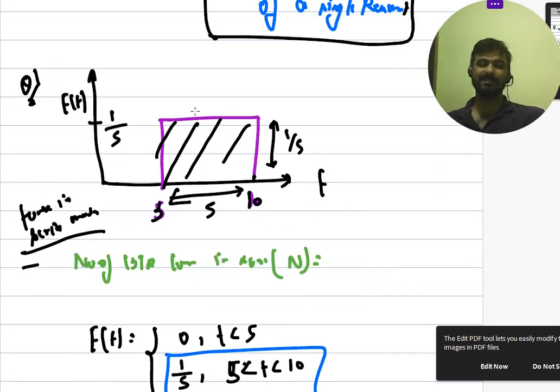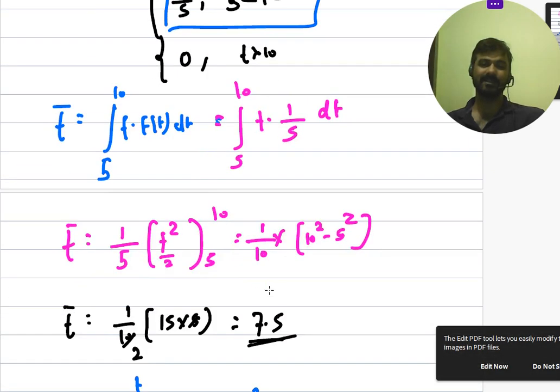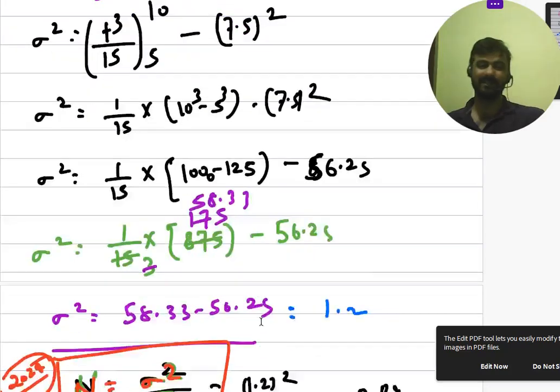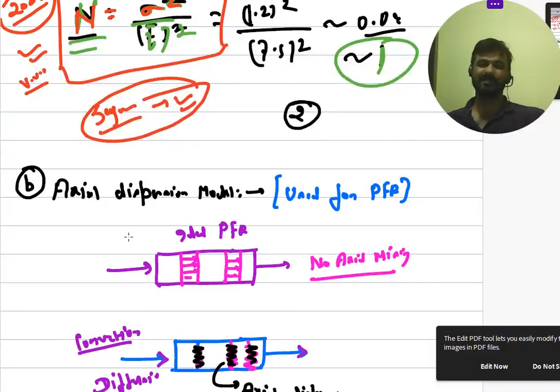And from here you can calculate the mean residence time and variance from this particular curve. Once you calculate these things, then definitely you will be able to calculate the number of tanks that were connected in series, right? So from this formula, n equals sigma square by t bar square. And this question has been asked in GATE 2024. So again, this kind of question becomes very, very important.